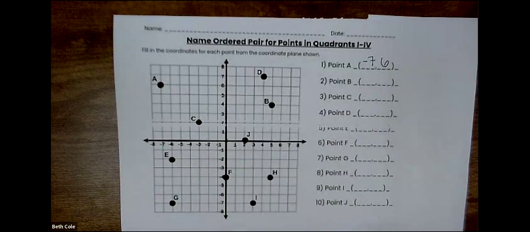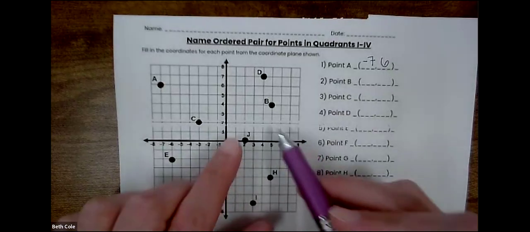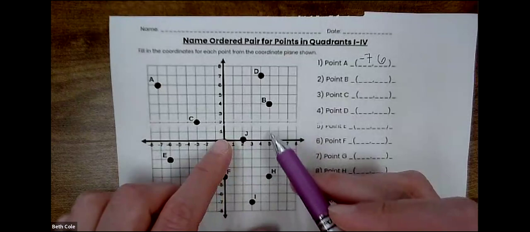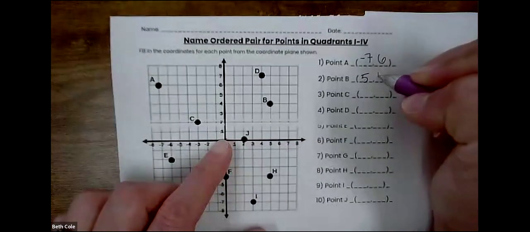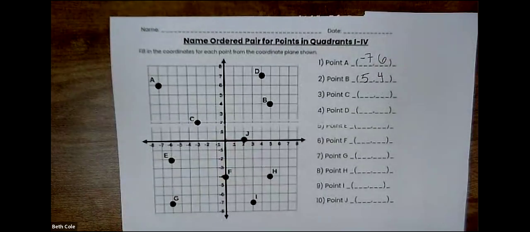Okay. All right, let's find B. And some of you already filled this in, which is good. Just make sure you're checking your answers. All right, B. That would be 5, comma what? 4. Good. It's X and then Y. So you go left to right and then up and down.